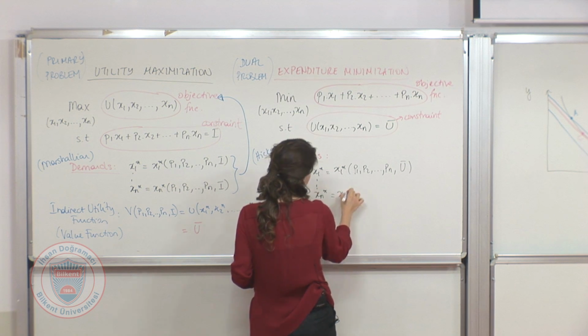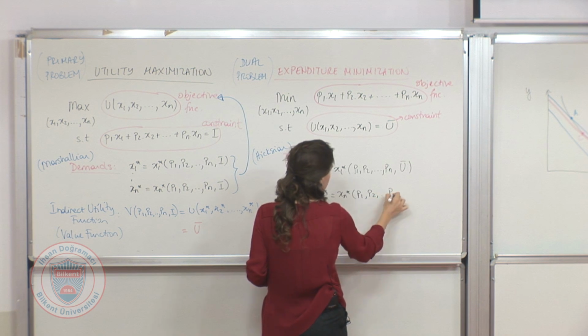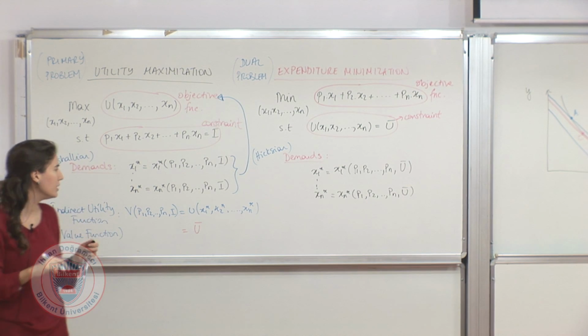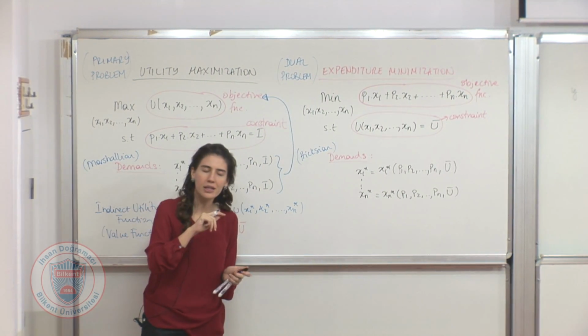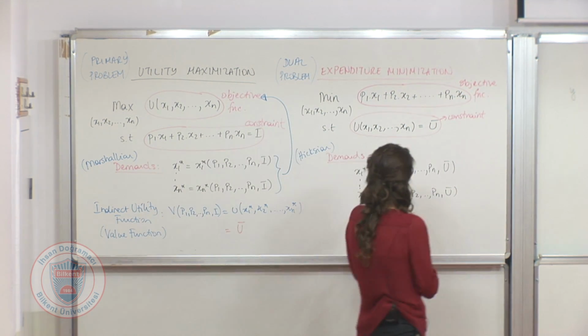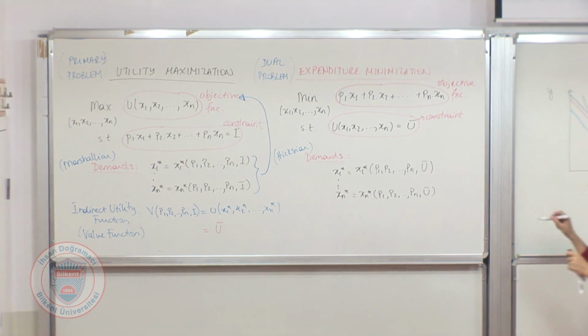So this is important. And actually, that would be the difference between the Marshallian and the Hicksian demands: the Marshallian demands would be a function of the prices and income. Hicksian demands would be a function of prices and utility, okay? So again, we would have another value function here.